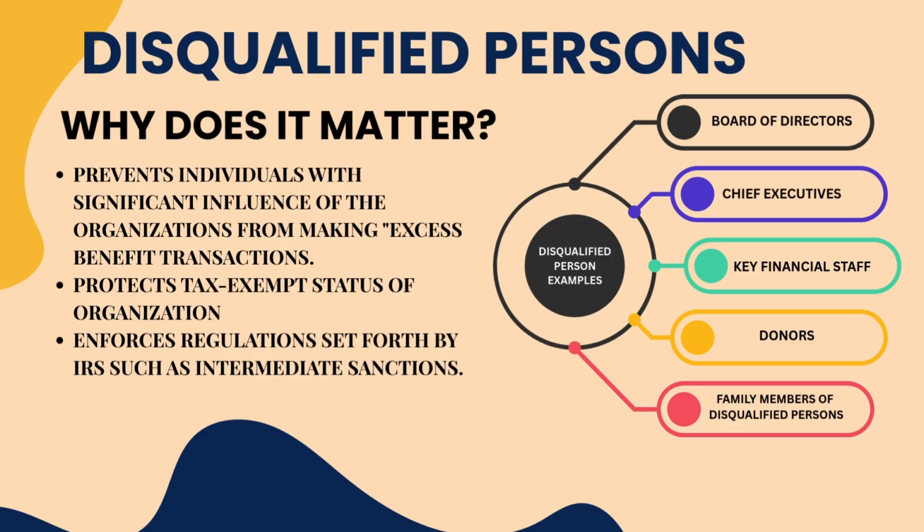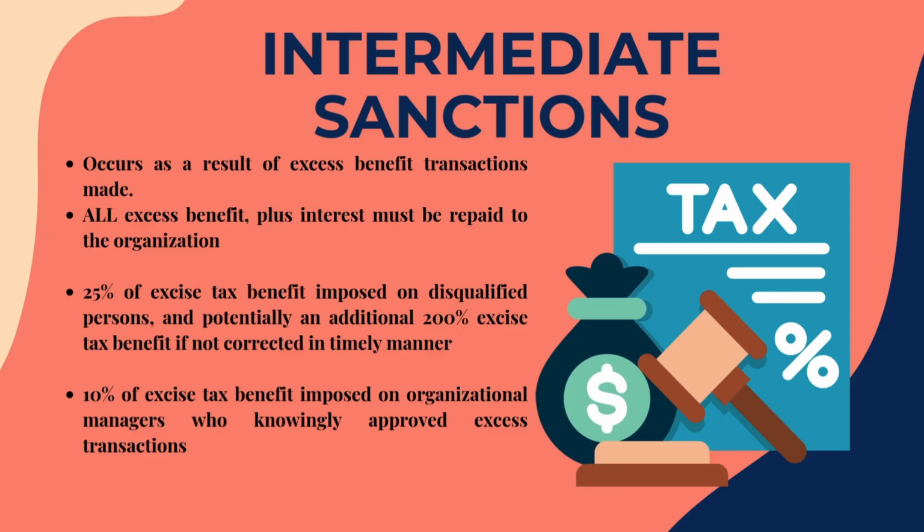It matters because it prevents individuals with significant influence over the organization from making excess benefit transactions, such as unreasonable pay, favorable treatment, or using nonprofits' assets for personal use. It enforces regulations set forth by the IRS, such as intermediate sanctions, and most importantly, it protects the tax-exempt status of the organization. And finally, we will be covering intermediate sanctions.